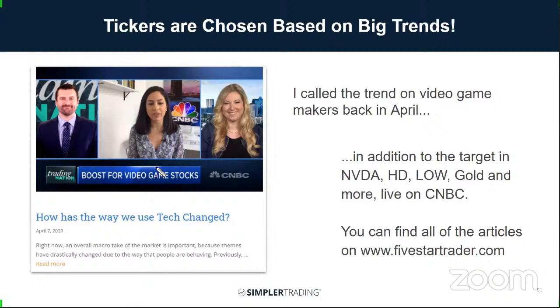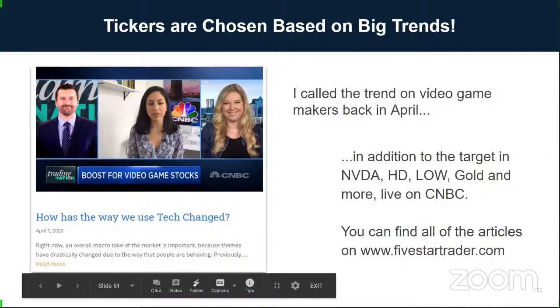Okay, here's a picture of me and Todd here on CNBC. We were talking about video game trends back in April. This was at the beginning of the coronavirus crash. We talked about Nvidia, Home Depot, Lowe's, Gold. All of these are live on CNBC, and then I make trades on them. You can find all of that at 5startrader.com.